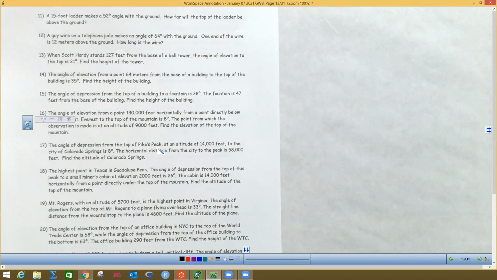The angle of depression from the top of Pikes Peak. So here's Pikes Peak. I'm going to put PP for Pikes Peak. Since it's a peak, it's up in the air somewhere. I could have drawn it the other way, doesn't matter. I'm going to draw my hypotenuse. Pretend that's a straight line.